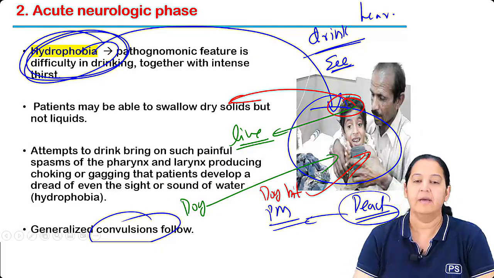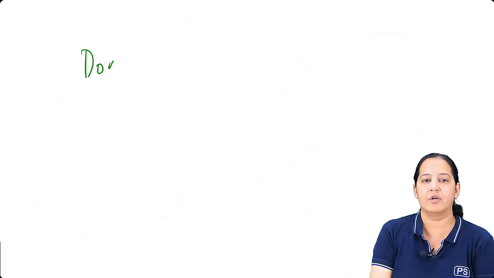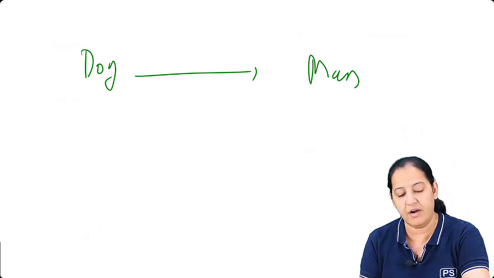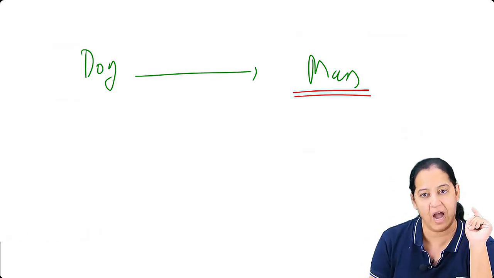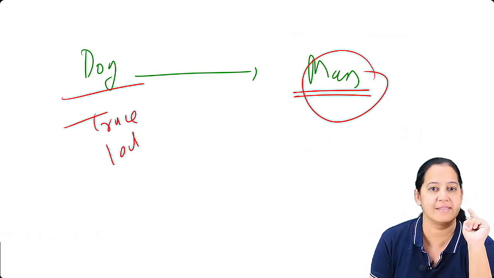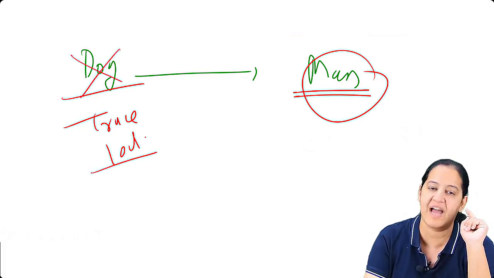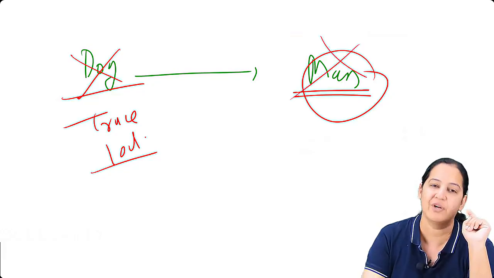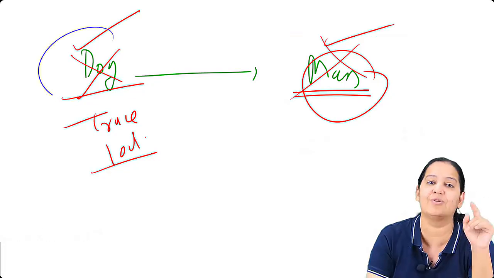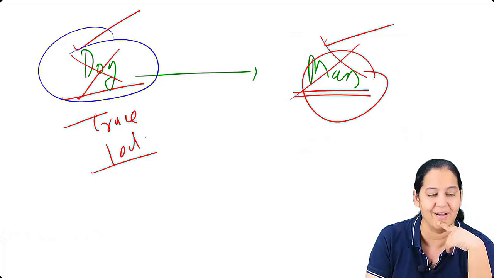One more thing. The dog has bitten the man, the person, the human. So there are two things. After the bite, immediately trace the dog. Trace the dog for the next 10 days. It's a protocol. If the dog is dying, the person is going to die. If the dog is surviving, the person is going to survive. It means the dog is having rabies or not having rabies. Got my point? So trace the dog.